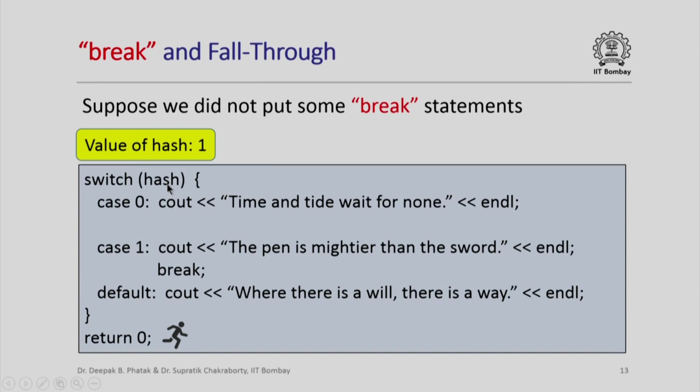So the point to note here is that depending on the value of hash, the starting point for execution of my statements is defined. After that it will continue to execute all statements sequentially until it sees a break, at which point it can jump out of the loop, or until it sees the end of the switch case statement.